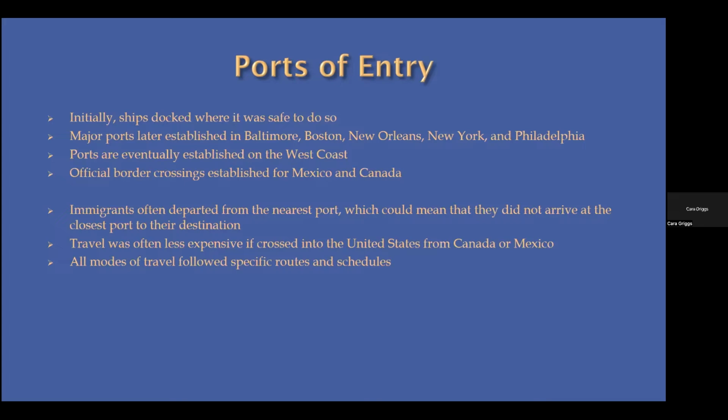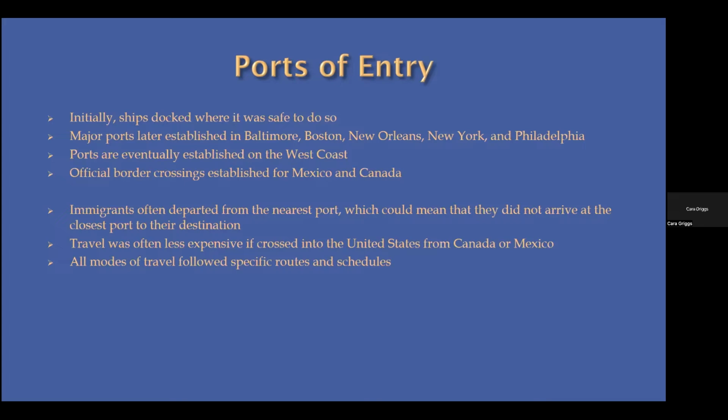Even though Ellis Island looms large, it was not the only port. In colonial times, ships landed wherever it was safe to do so, including in New York before Ellis Island opened. Eventually, major ports were established in Baltimore, Boston, New Orleans, New York, and Philadelphia. And the number of major and minor ports continued to increase and eventually came to include the West Coast, as well as official crossings along the Canadian and Mexican borders.